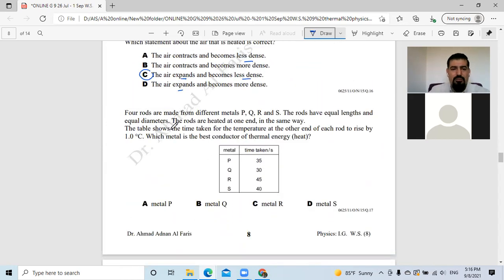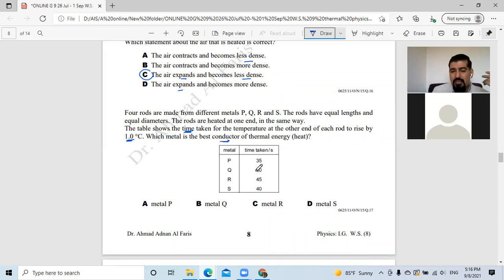Last question in this group. 4 rods are made of different materials P, Q, R, S. The rods have equal length and diameter. The rods are heated at one end in the same way. The table shows the time taken for the temperature of the other end of the rods to rise by how much? 1 degree Celsius. Which metal is the best conductor?